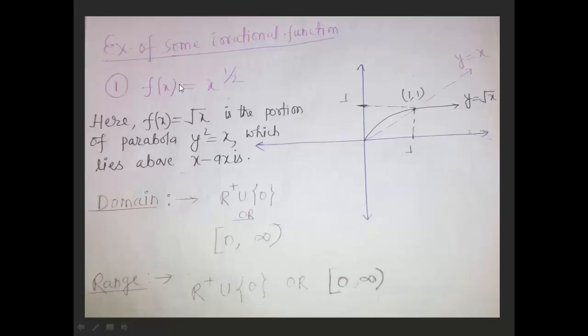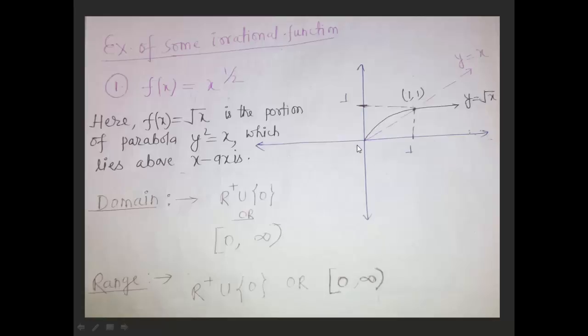f(x) equal to x to the power half is an example of an irrational function. So f(x) equal to square root of x is the portion of the parabola y square equal to x which lies above the x-axis. So here is the graph y equal to square root of x. This straight line is y equal to x. So these are both graphs.